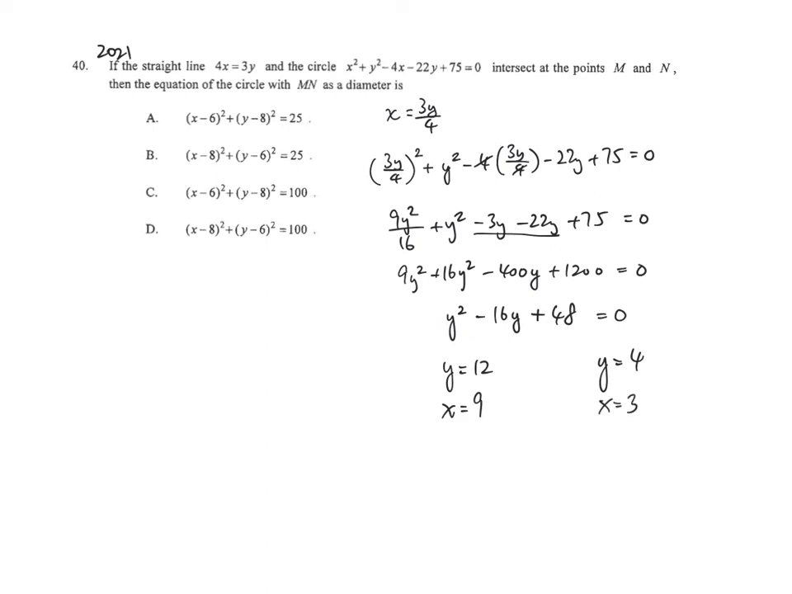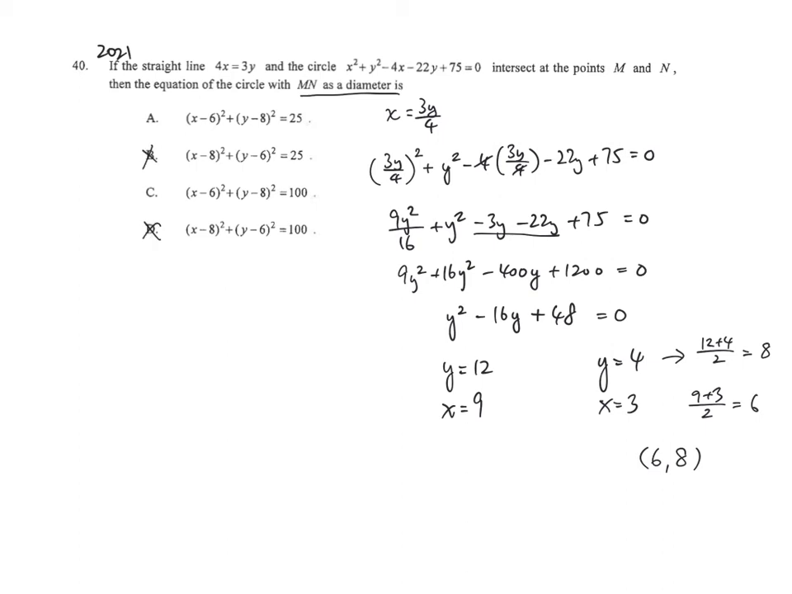So now you've got the two points M and N, and since M and N are the two ends of the diameter, the extreme ends of the circle, the midpoint will be where the center is. So you can use the midpoint formula to simply add the y values together and divide by 2, which gives you 8, and then 9 plus 3 divided by 2 gives you 6. So you know the center is 6 and 8. Therefore, with 6 and 8, you can eliminate option B and option D.